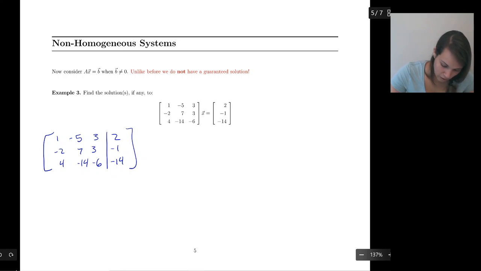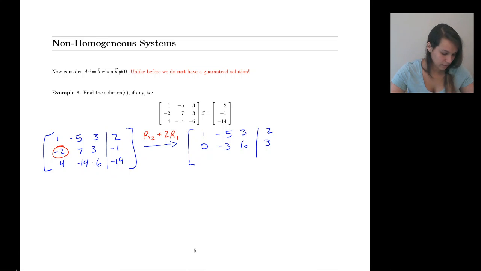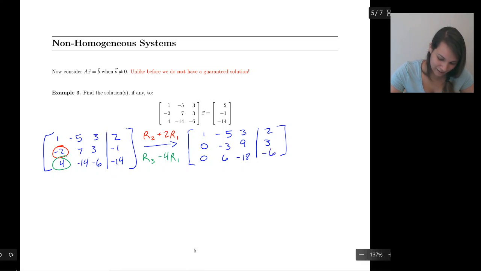Okay, so now we're going to solve it. First thing we're going to do is remove this 2. We're going to remove the 2 by doing row 2 plus 2 row 1. So let's go ahead and do that. And then row 1 stays the same. Row 2 changes. Let's see, it's -3, 6, 3. And then I'm going to do the same thing I did before and be lazy. I'm going to get rid of 4 using the operation row 3 minus 4 row 1. And the result is 0, 6, -18. Oh my goodness. I just keep writing 6 right there. Okay, it's a 9. I promise it's a 9. There we go.